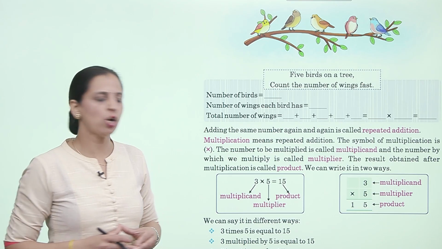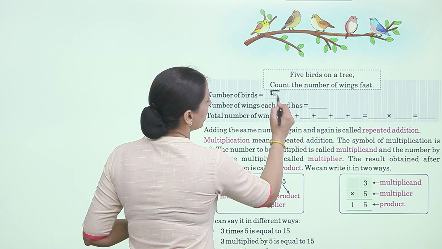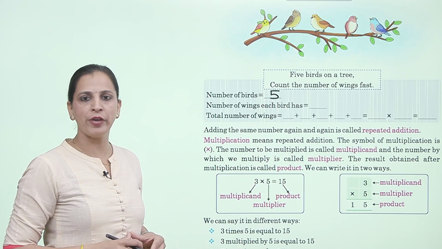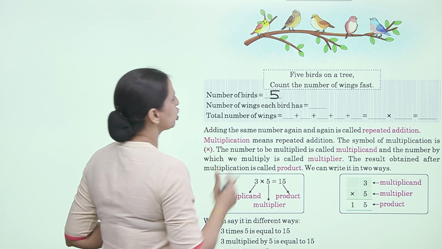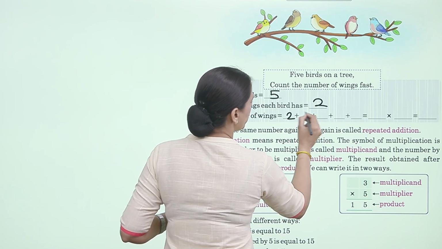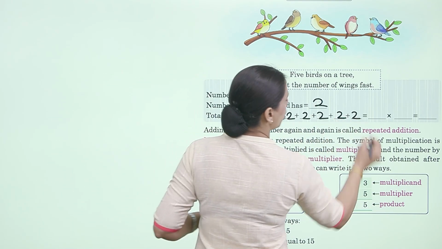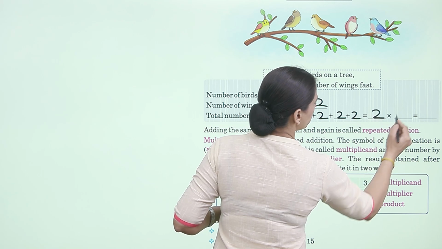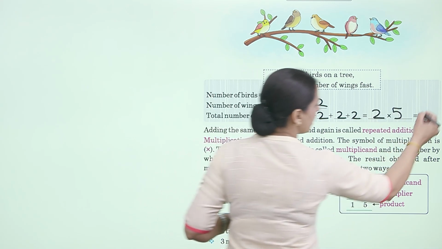Now 5 birds on a tree. Count the number of wings fast. Each bird has 2 wings. So 2 plus 2 plus 2 plus 2 plus 2. 2 times 5. 2 5s are 10.